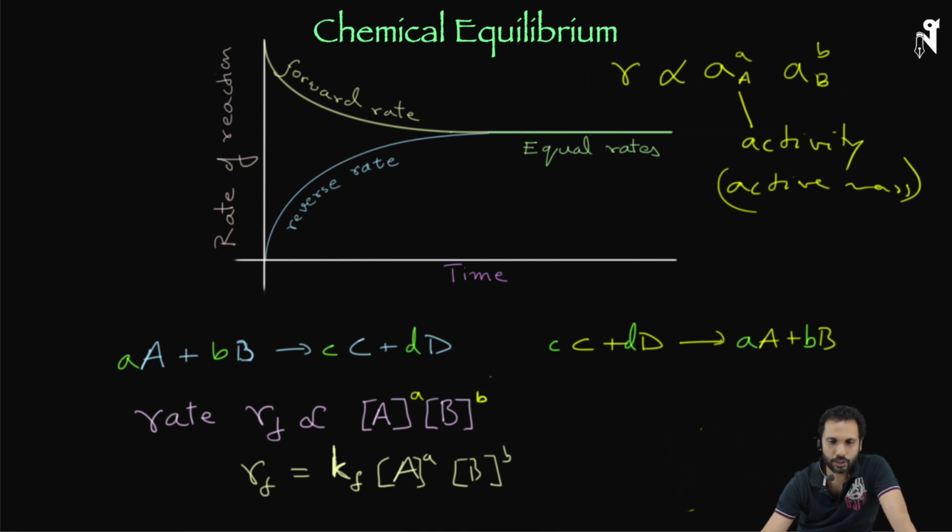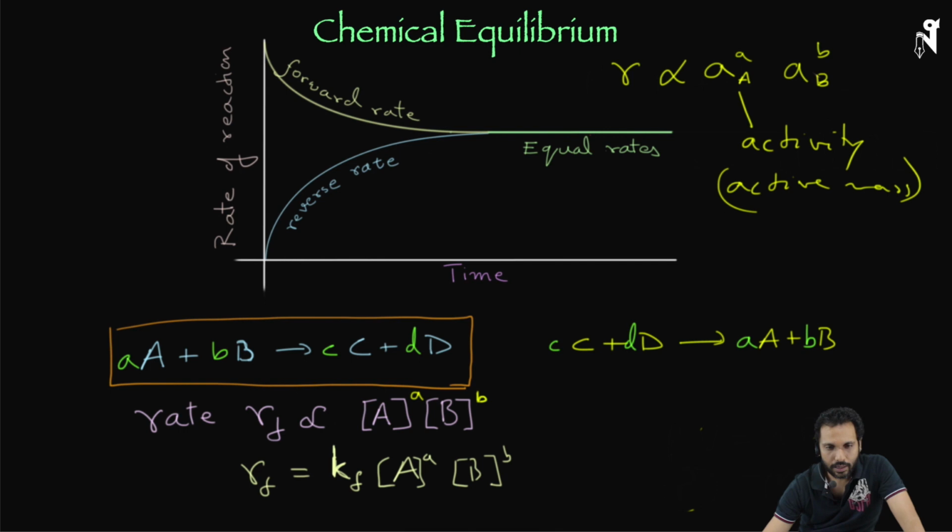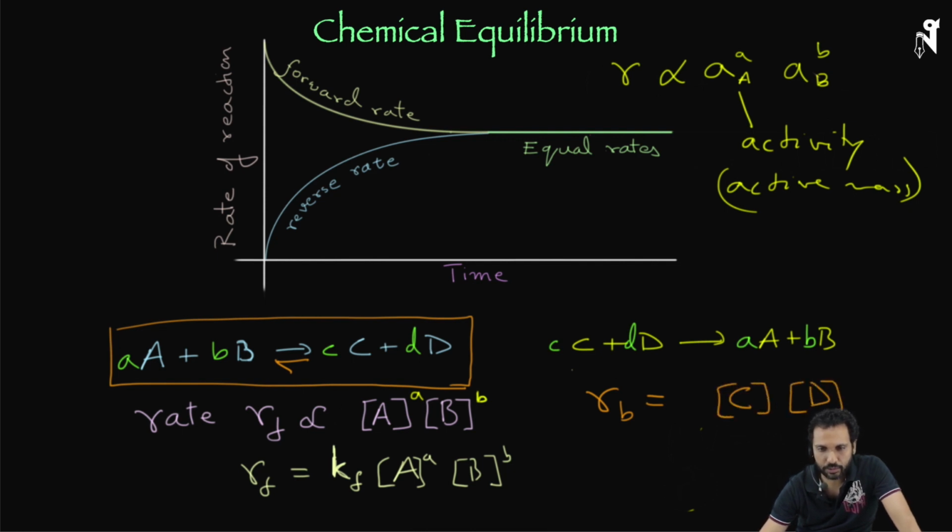Now, going by the same logic, if C and D had to react and give A and B, so here these are the reactants, what would be the rate? I'll call this rate backwards, even though it is written as forward over here, because we know this is our original equation, and hence I'm calling this back formation rate backwards. So the rate reverse, or rate backwards, is going to be proportional to the concentration of C, concentration of D, but there are c moles of C over there.